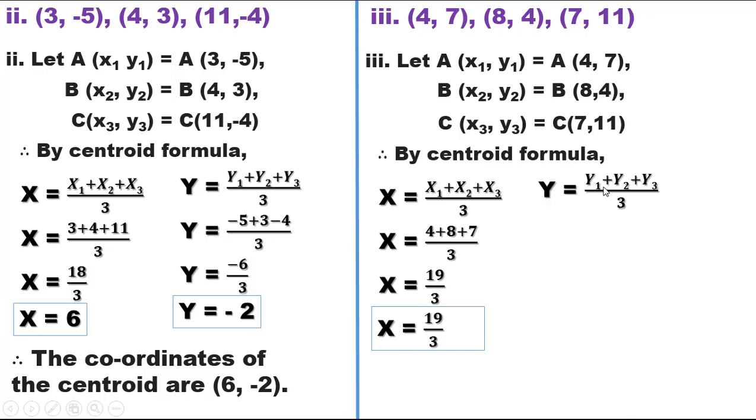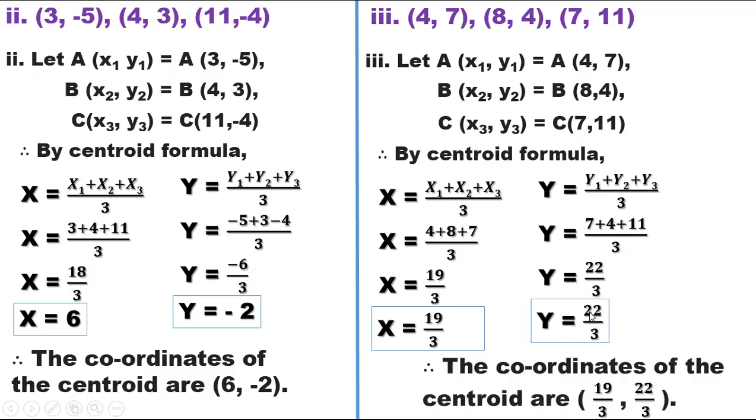y = (y1 + y2 + y3) divided by 3. y = (7 + 4 + 11) divided by 3. y = 22 upon 3. The coordinates of the centroid are (19 upon 3, 22 upon 3).